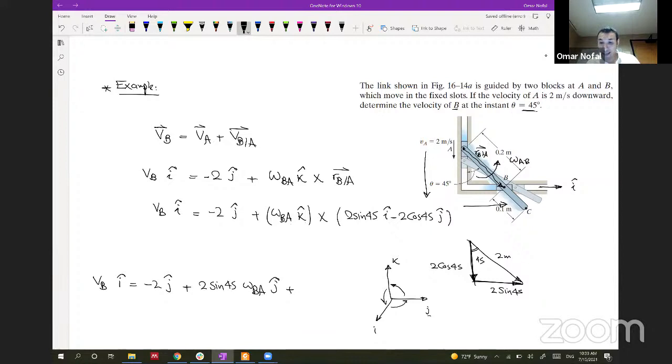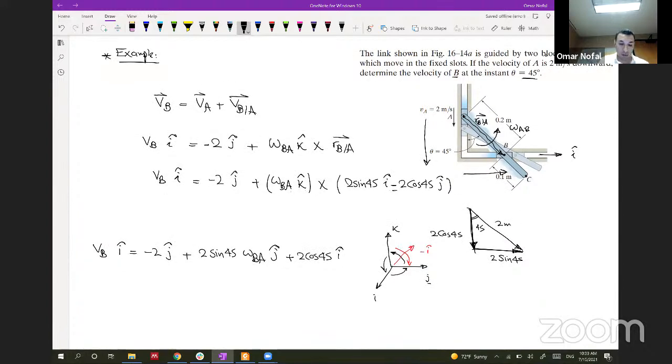Plus, let's multiply K by J, and we have a negative sign here. If I multiply K by J, it will give negative I hat, and we have negative outside, so it will be positive. So finally we end up with 2 cosine 45 in the I hat direction. Right now we can solve in the x direction, which means the I hat. VB will be equal to 2 cosine 45.